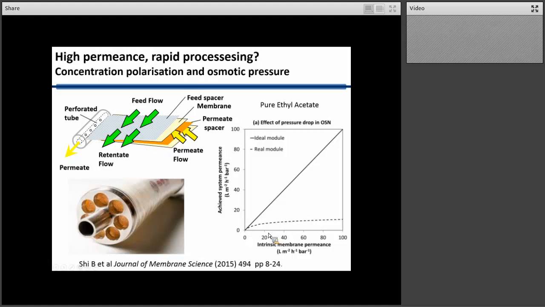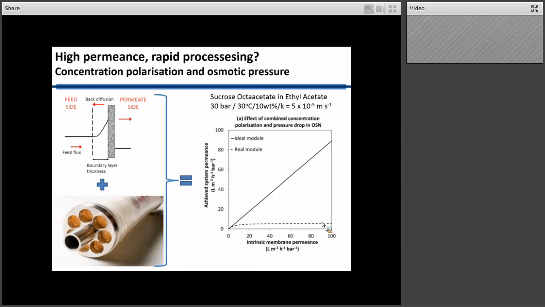So purely on pressure alone, for a pure solvent, you can see here's my parity line, and this is what I would actually get out of a typical membrane. So initially I get some increase with the system permeance because of my membrane permeance, but at some point increases in the intrinsic membrane permeance simply won't increase my achieved system permeance anymore. And if you put together concentration polarization and pressure drops in spiral wound membranes, you get this rather dismal curve here, which shows you that if I increase my intrinsic membrane permeance, it's actually not going to do much for my achieved system permeance, which is to say that other factors than the membrane permeance are limiting the system: concentration polarization, pressure drops in the module.